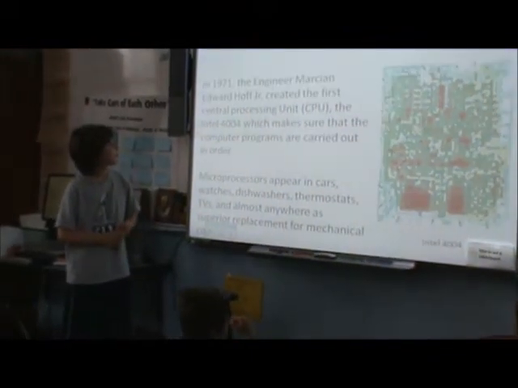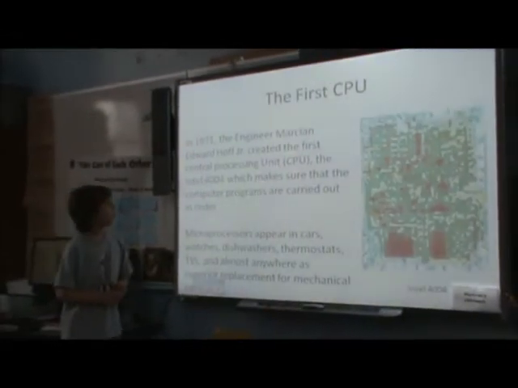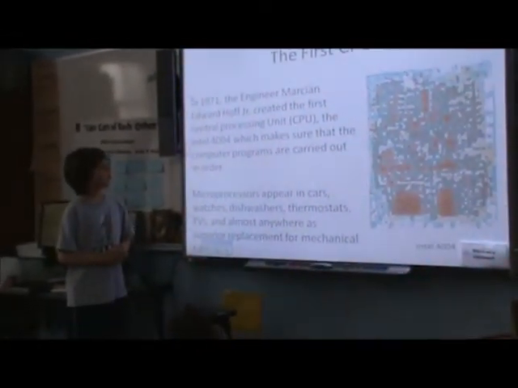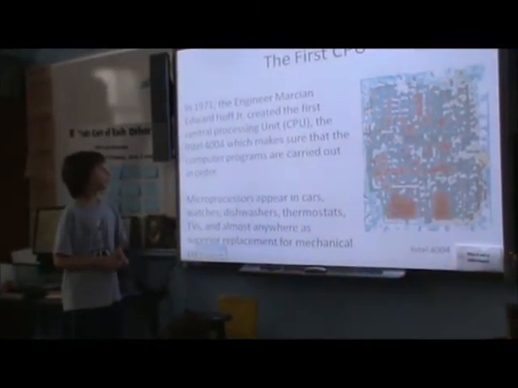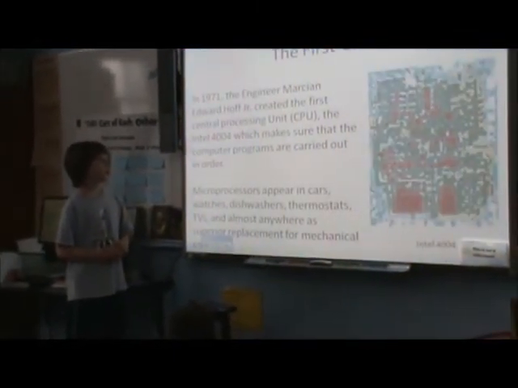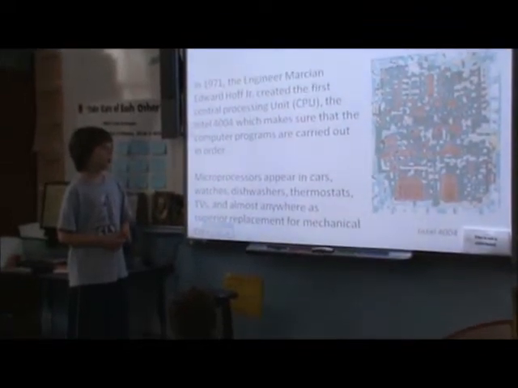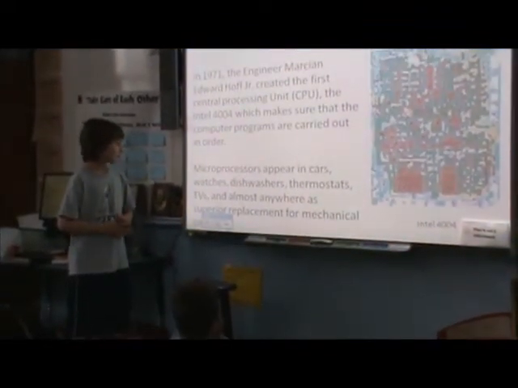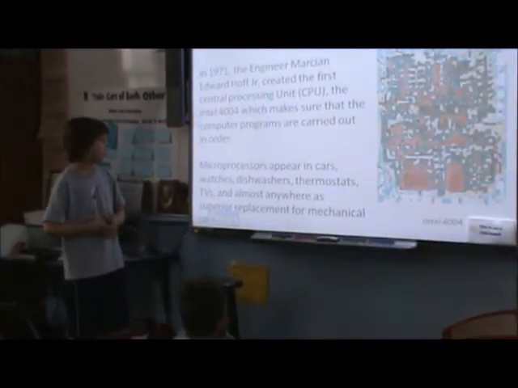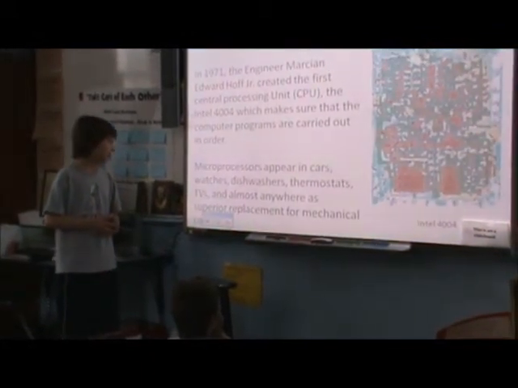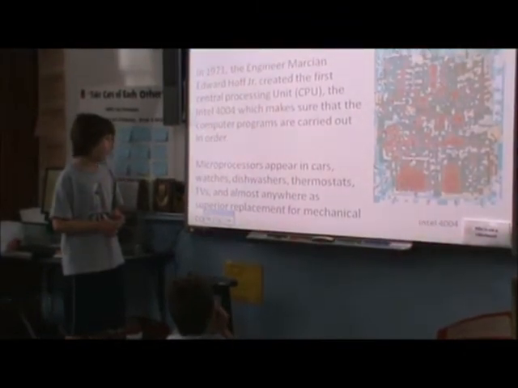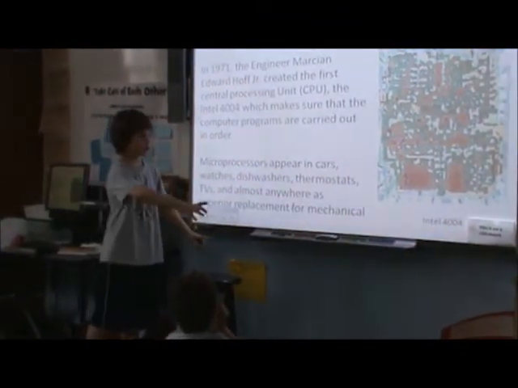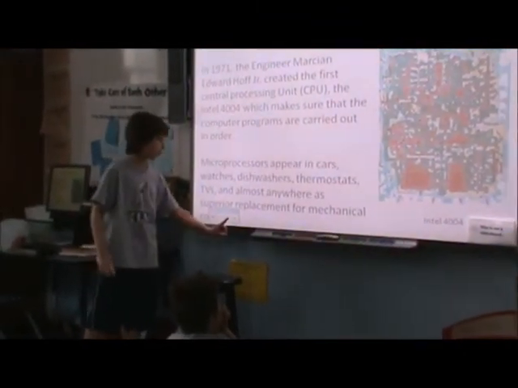First CPU. In 1971, the engineer Marcian Hoff Jr. created the first central processing unit, the CPU, the Intel 4004, which makes sure that the computer programs are carried out in order. Microprocessors appear in cars, watches, dishwashers, thermostats, TVs, and almost anywhere as a superior replacement for mechanical control. So that is the Intel 4004.